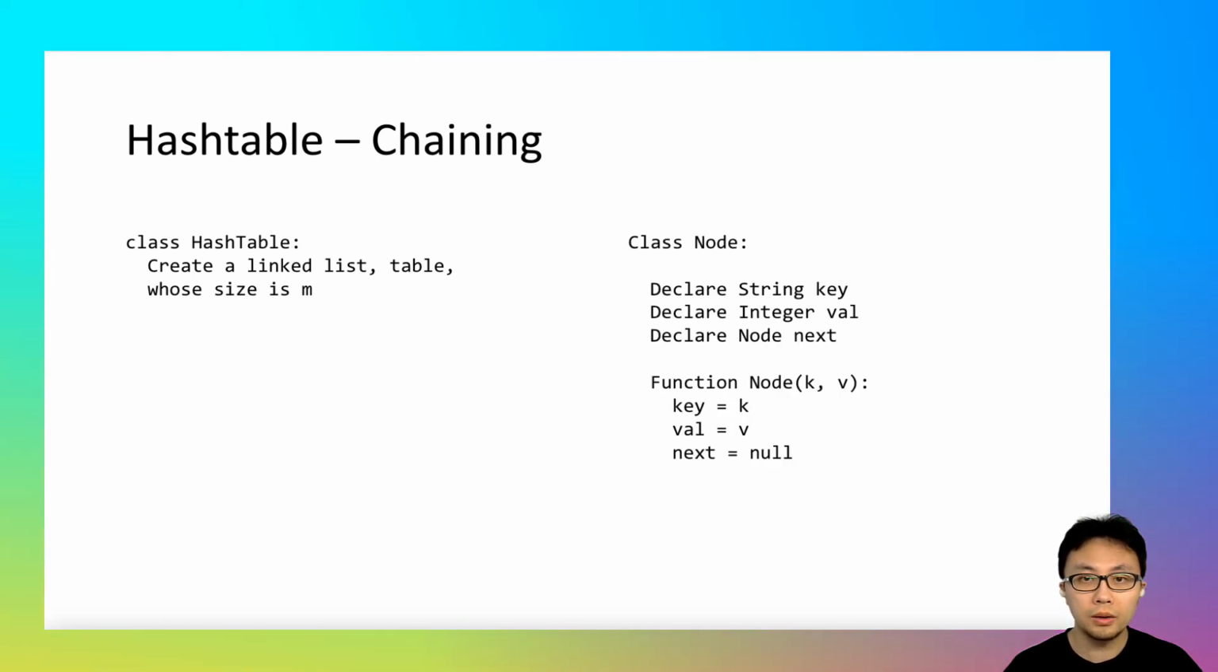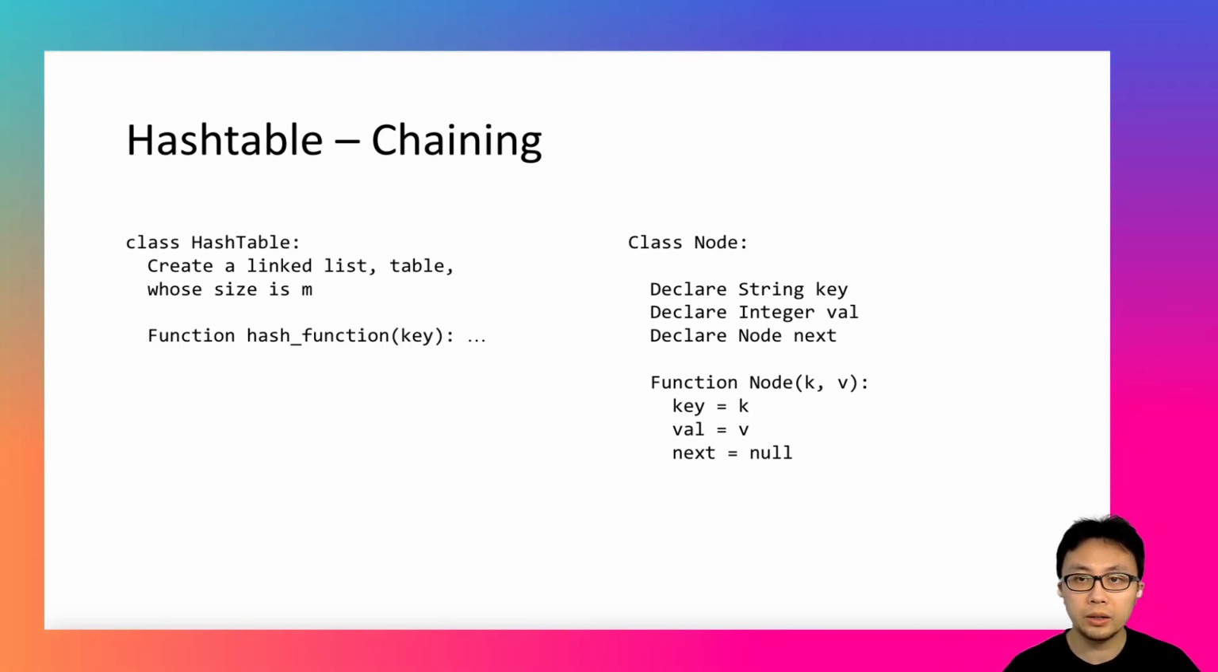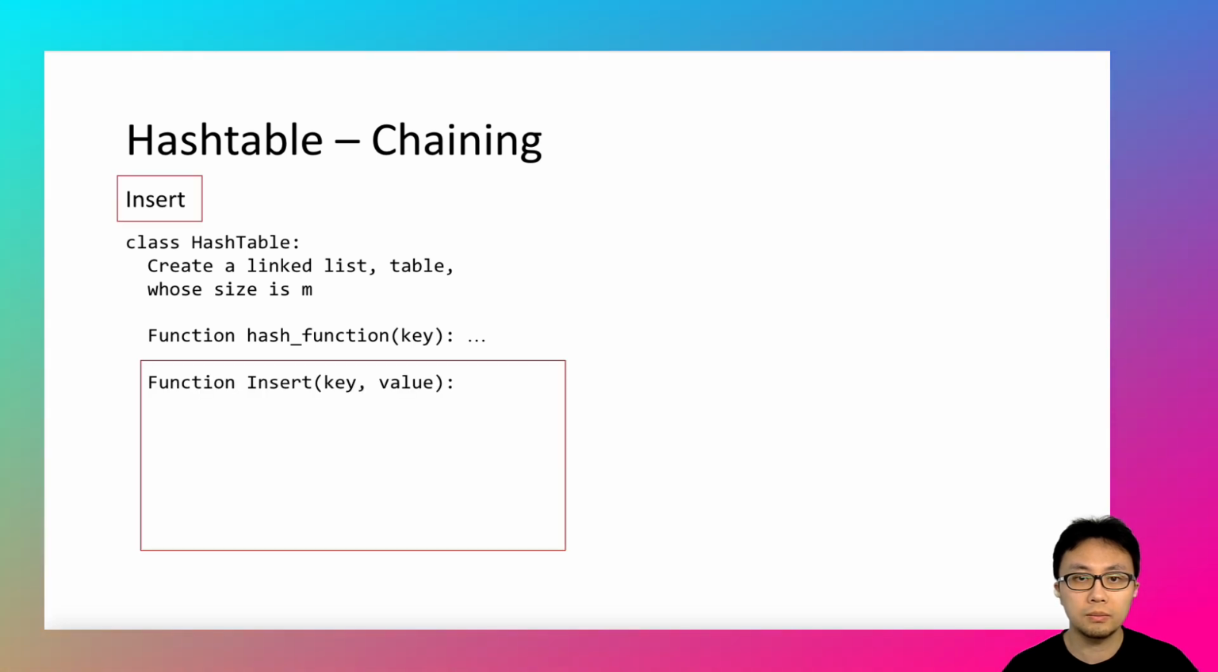For simplicity, we are assuming that each node deals with paired data whose key is a string and the data is an integer. Beyond that, we also need a hash function that helps compute the index given a key value underneath the hashtable class. Now, we are ready to implement the basic operations of a hash table, including the insert, search, and delete methods. We will start with the insert method.